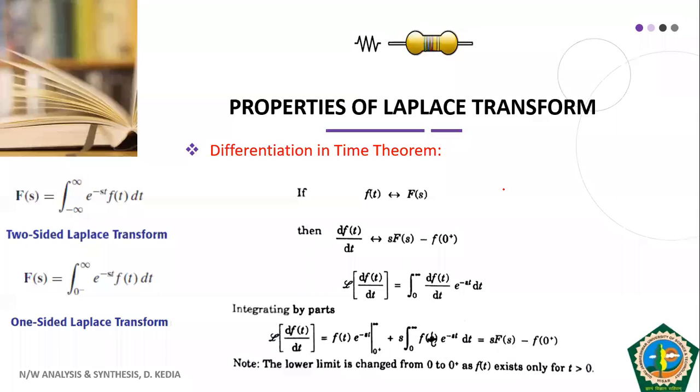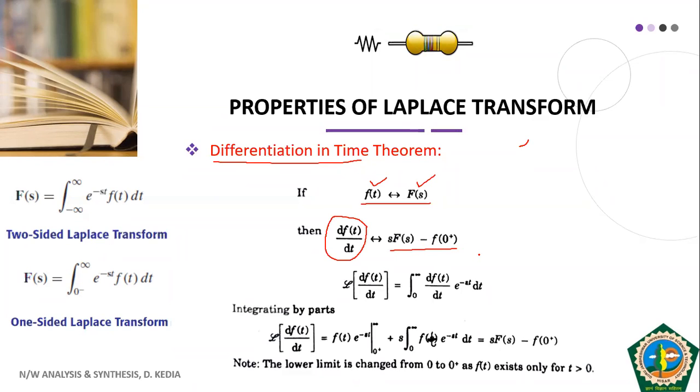Students, our next property is differentiation in time. In every theorem or property, you have to keep in mind that you are given this: the Laplace transform of f(t) is F(s). Then what will be the Laplace transform of the differentiation of f(t), that means df(t)/dt? The Laplace transform of df(t)/dt will be s F(s) minus f(0+).